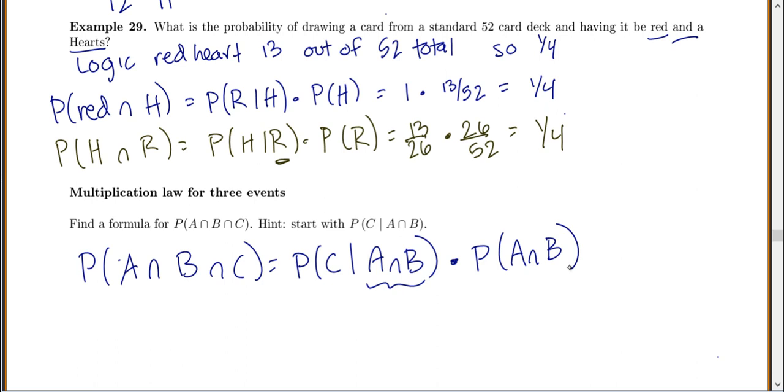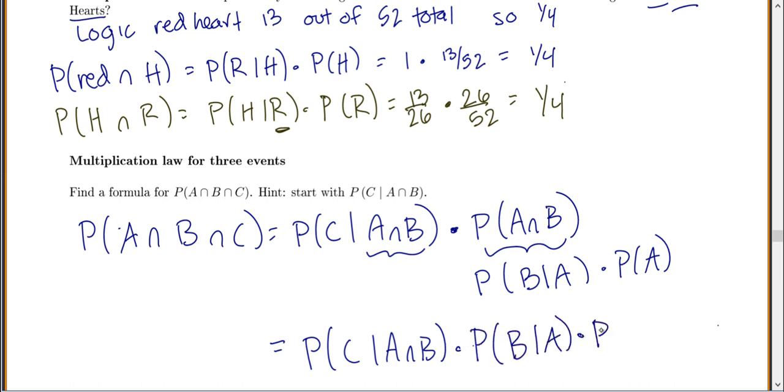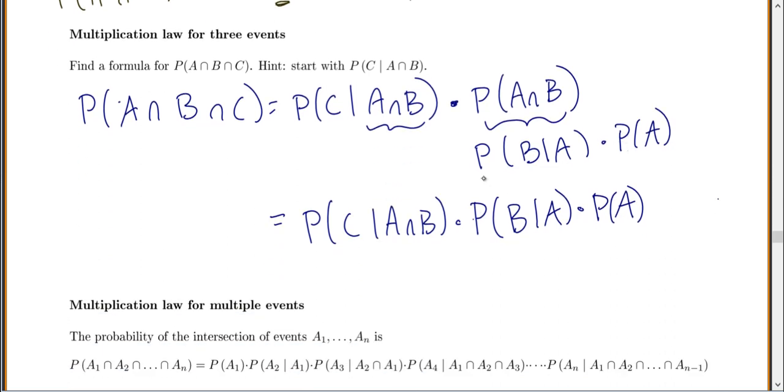So technically that would be right, but this probability of A intersect B, maybe I don't know that. So we can write the probability of A intersect B as, well, let's keep the same order, let's do the B. Let's do probability of B given A times probability of A. And so our big long formula would be probability of C given A intersect B times probability of B given A times probability of A. Now if you had to, you could use this formula, but again, most of them we're just kind of going to do by logic once it gets this big.